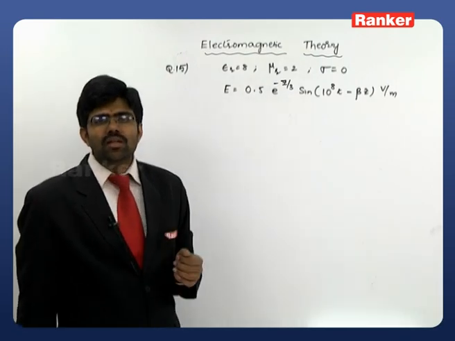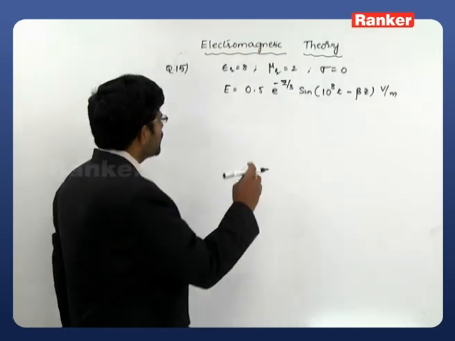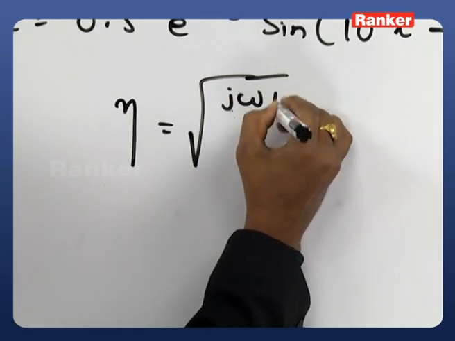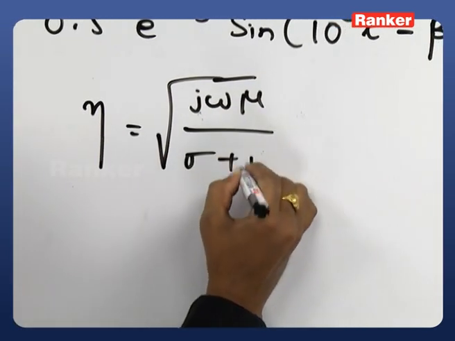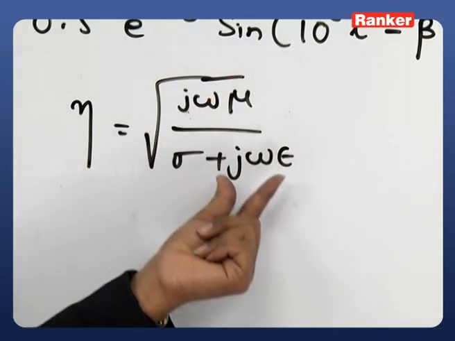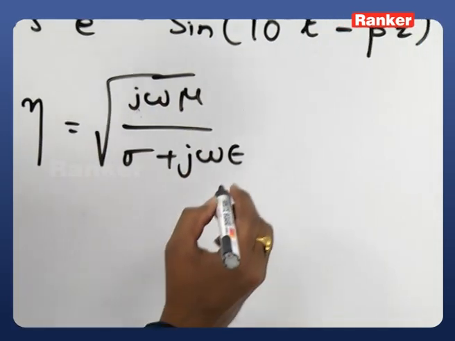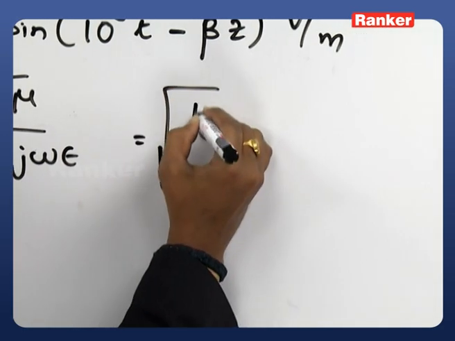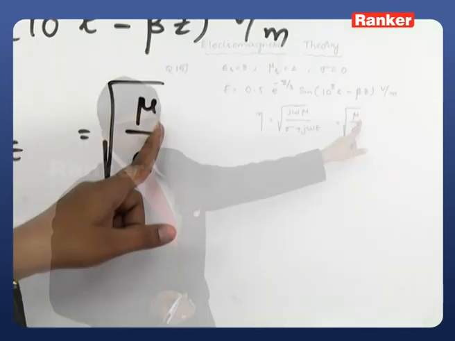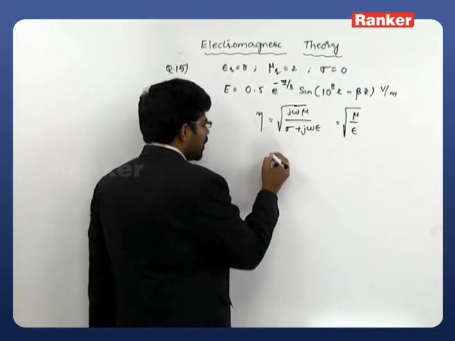The electric field is given to us, right? We are supposed to calculate the wave impedance. What is the basic equation of wave impedance? Just recollect the basic equation of wave impedance, eta. So eta is equal to under root of j omega mu divided by sigma plus j omega epsilon. Since sigma is equal to 0, we get j omega mu divided by j omega epsilon. J omega will be cancelled. Directly it will be equal to under root mu by epsilon, right? This mu can be replaced with mu naught into mu r. Epsilon can be replaced with epsilon naught into epsilon r. That is what I am doing here.